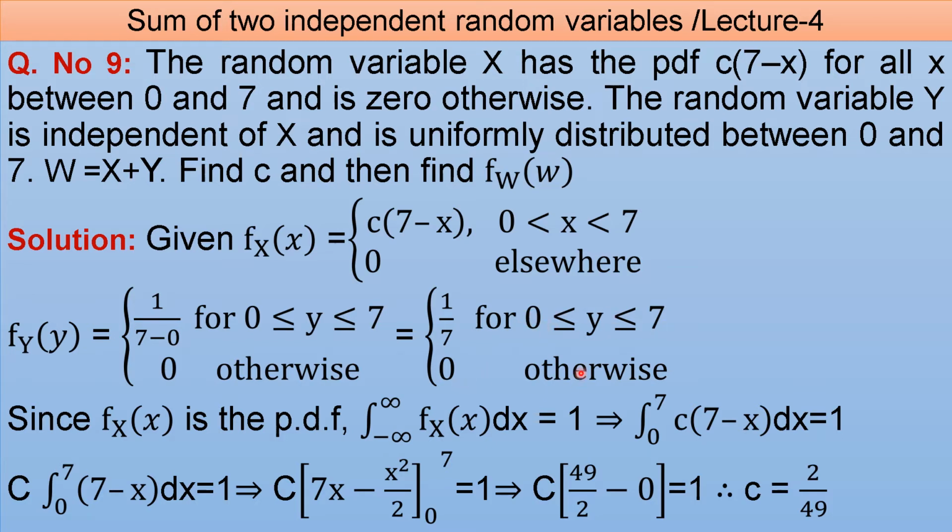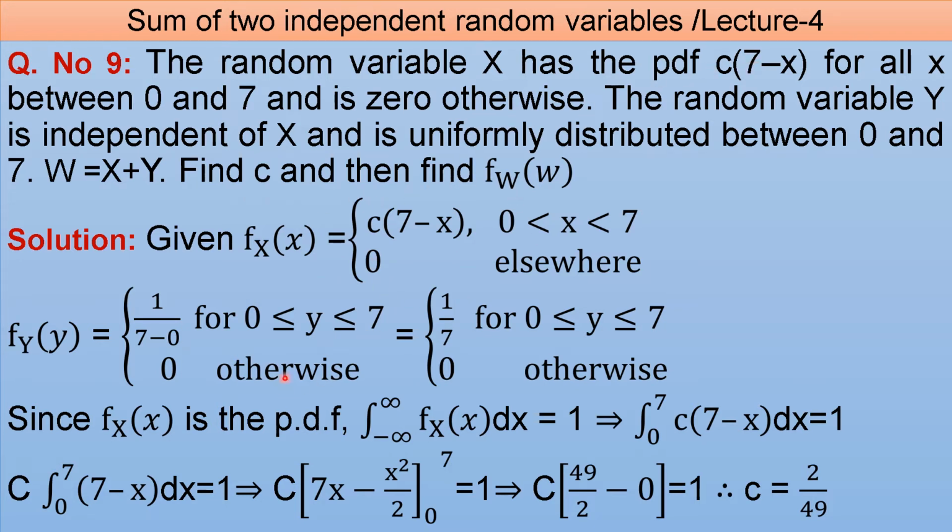other y values. The question is to find the value of c and then find the probability density function of the sum w, where w is the sum of the two independent random variables x and y. First we shall find c. As per the question, fx of x and fy of y, the probability density functions of the two independent random variables x and y, are given. Now we need to find c.